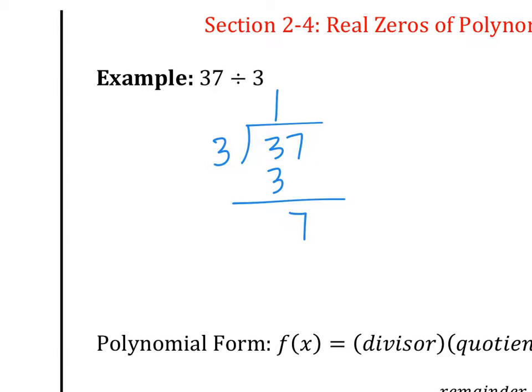3 goes into 7 2 times. And then 6. And then minus, you get 1. Oh, right, there's a reason we're doing this. Yes, we have. Thank you. Good memory from last year.